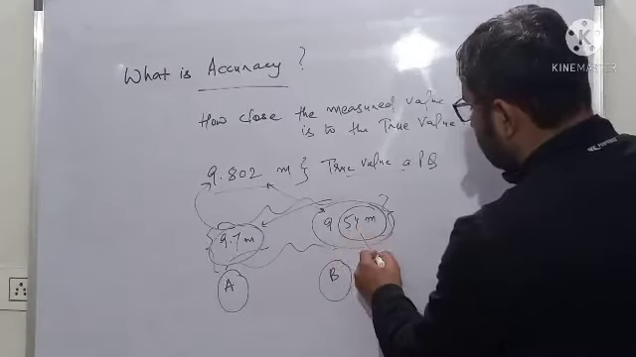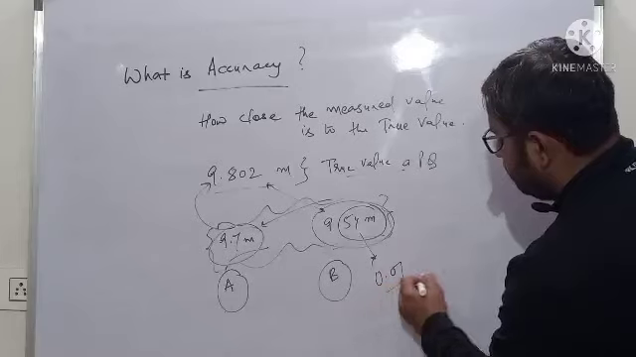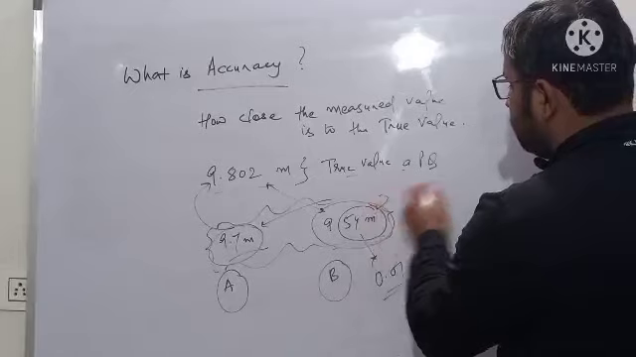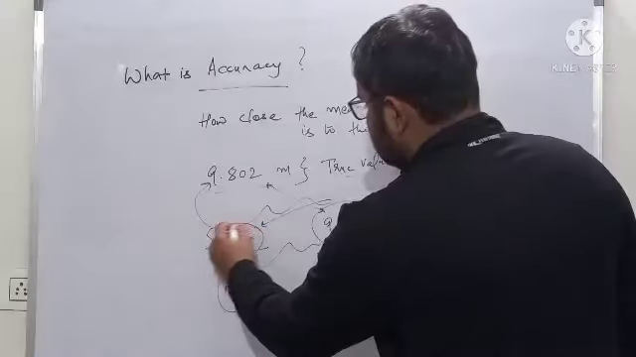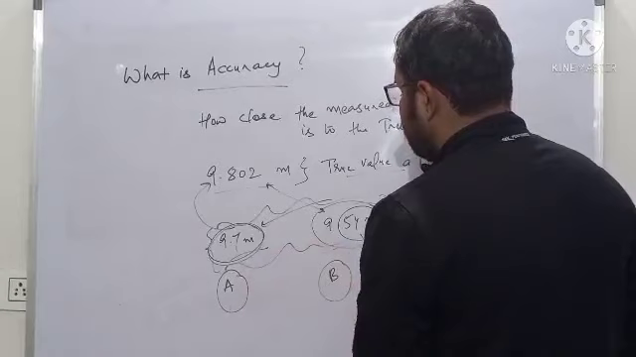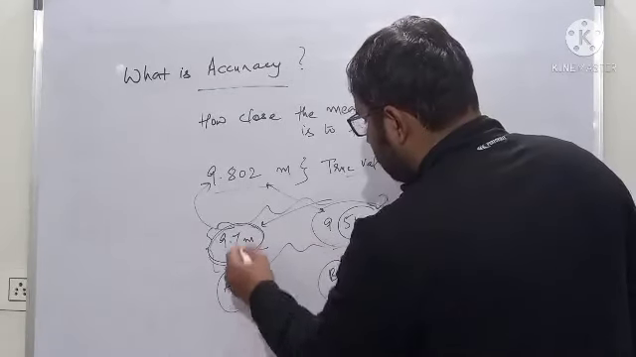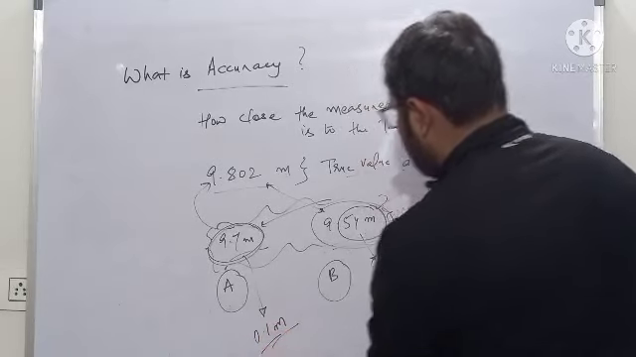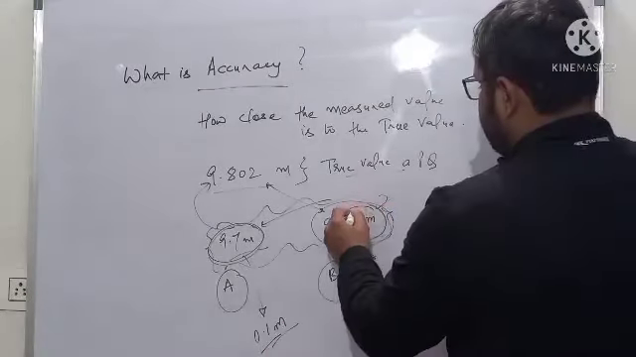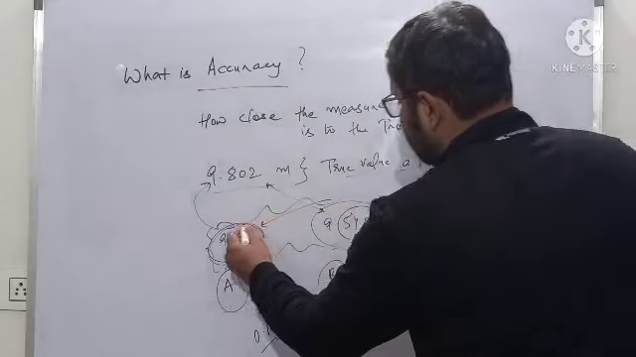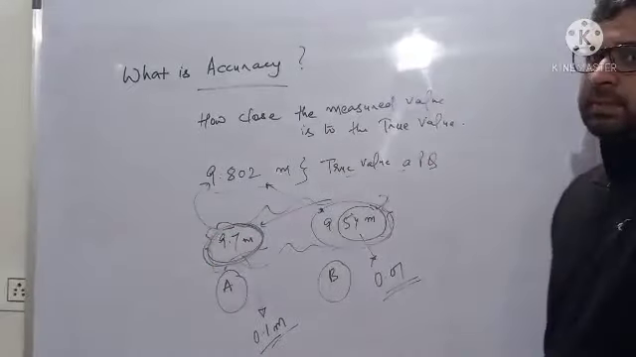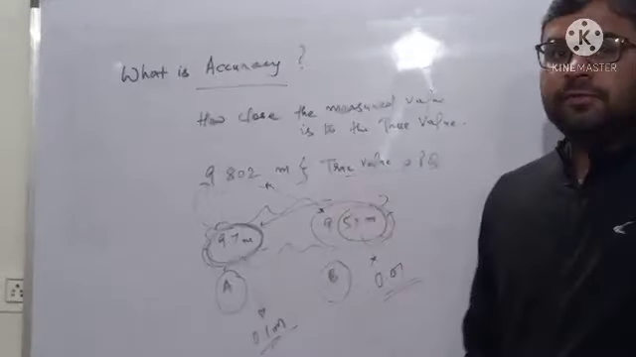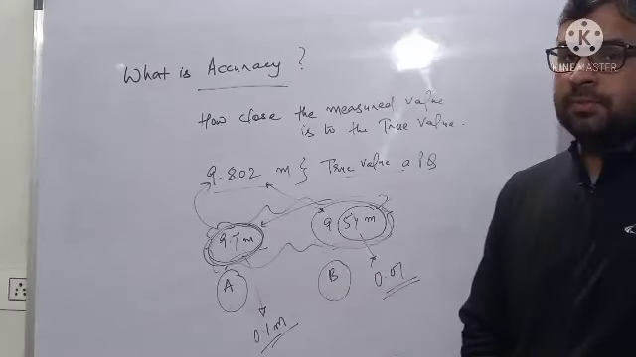Why? Because it can measure up to 0.01 limit or resolution. So this instrument can measure up to 2 decimal places, while this instrument can measure only up to 1 decimal place. So the limit of this instrument A is 0.1, right? So this value is more precise and less accurate, and this value is more accurate but less precise. So this is the basic difference between accuracy and precision.